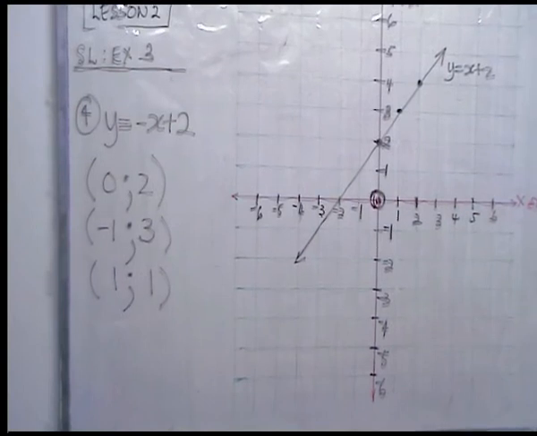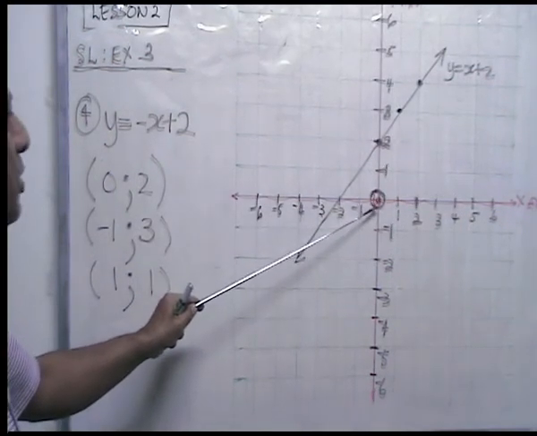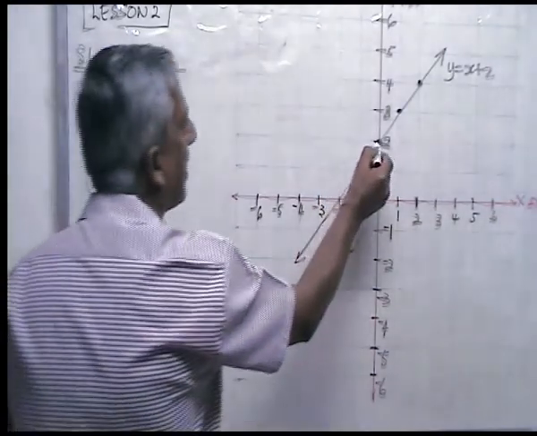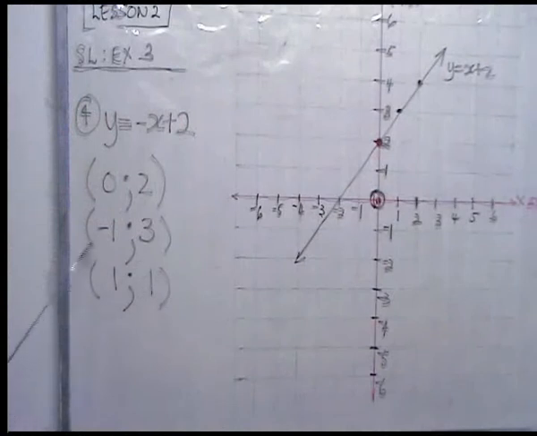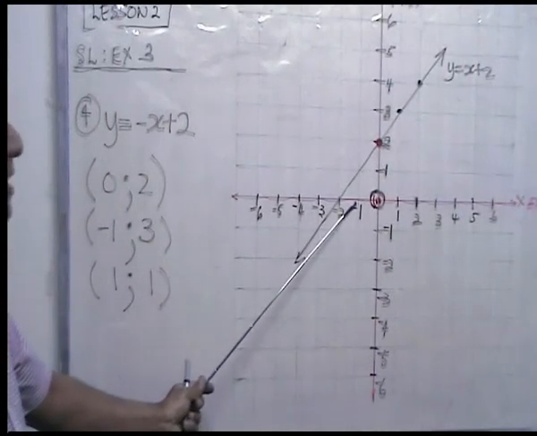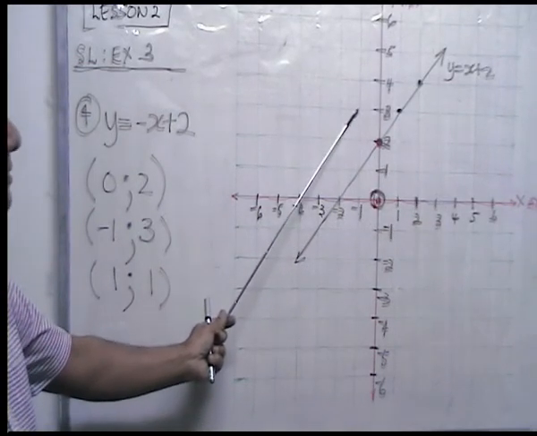Alright, you should have finished by now. So your first ordered pair is 0, 2. So you look for 0 and then you move 2 units up, you come back to this point. So your first ordered pair is here. Your next ordered pair is minus 1, 3. So you look for minus 1 first and then you go 3 up.